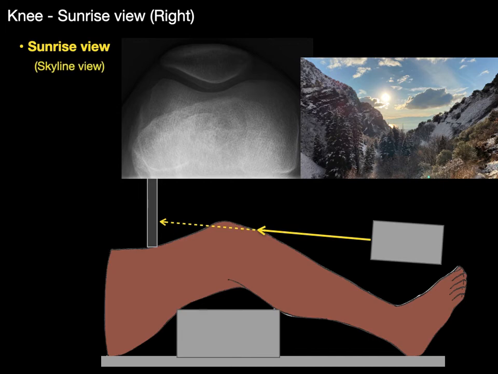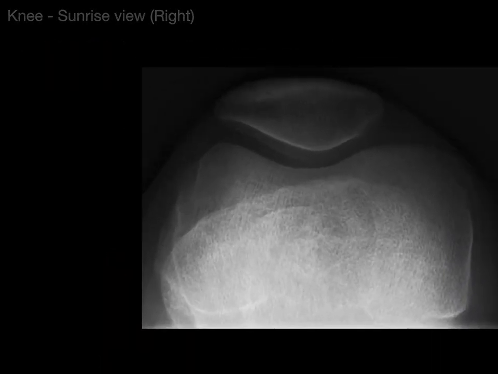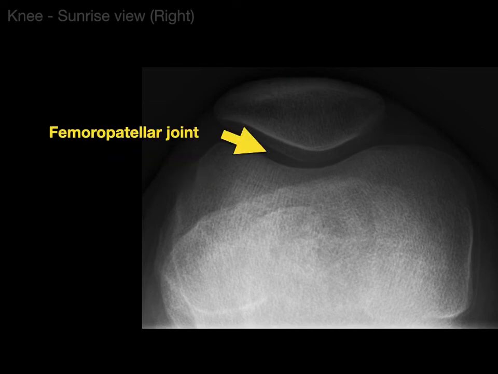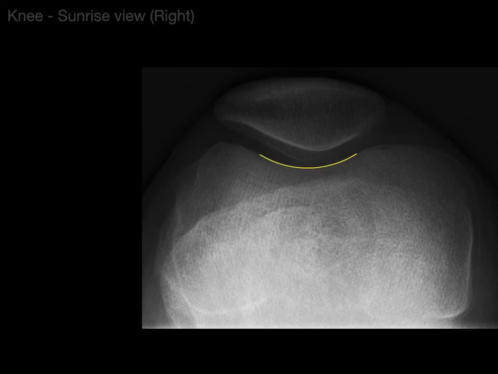It's very nice. This is also why it's called the skyline view, because it kind of looks like the skyline. And so there we have the patella, and there we have the femur. And between the two, pardon me, is the femoropatellar joint. Again, we're looking for smoothness between the bones, potential fracture of the patella, and looking at the joint space.